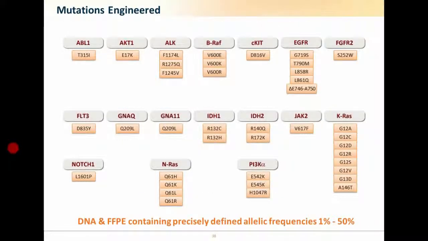So just to summarise, this is a list of almost 40 mutations that we now have available as quantitative molecular reference standards, and we can precisely manufacture allele frequencies from 1% all the way up to 50%.